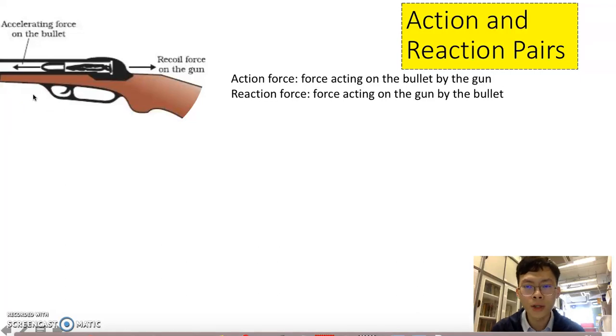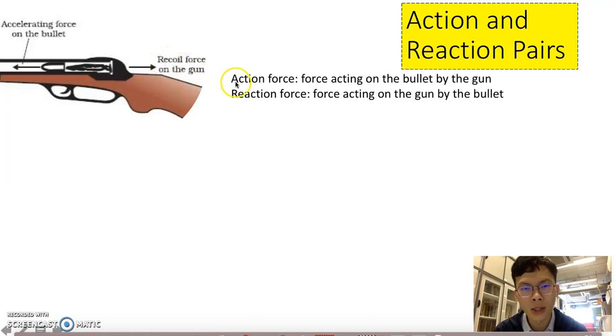Okay, so this video continues part one, the summary of force in the Integrated Science Topic 11, and the last part is about action and reaction pairs. So, for example, if you have a rifle and you shoot it, you experience a recoiling force acting on you, making you feel pushed backwards.